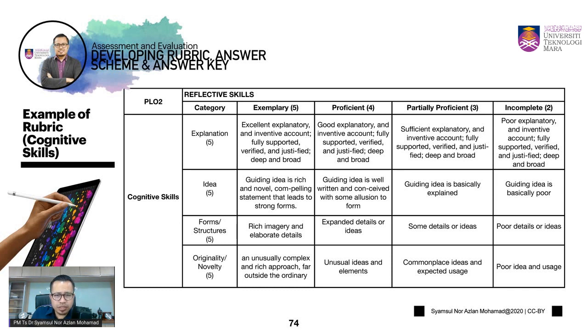And the descriptors, you can see here, how I distinguish exemplary and proficient depends on the noun used here. So I use excellent explanatory for the 5, and for the 4, I use good explanatory. For the partial, I use sufficient, and for the incomplete, I use poor explanatory. This is what we call the degree, the intensity, the amount of work that distinguishes 5, 4, 3, and 2.